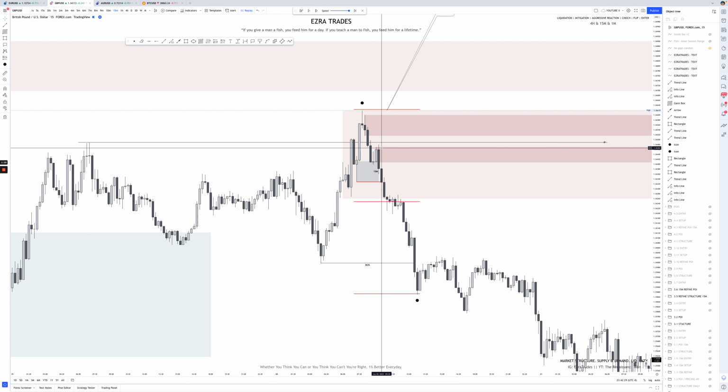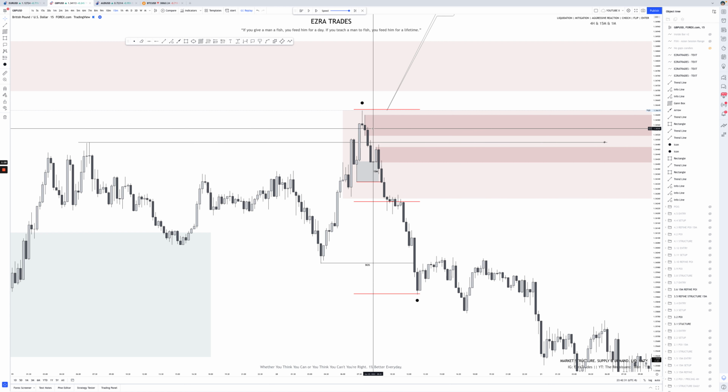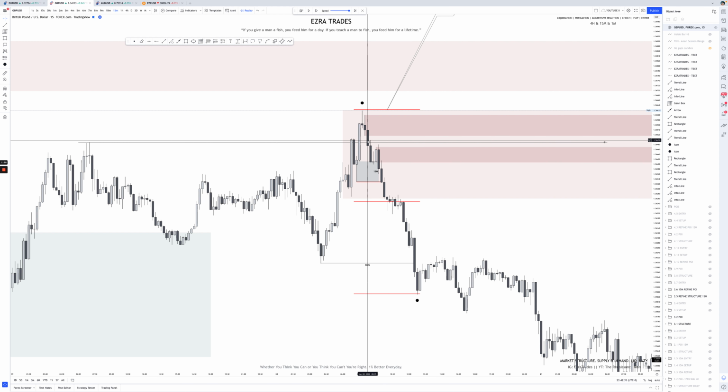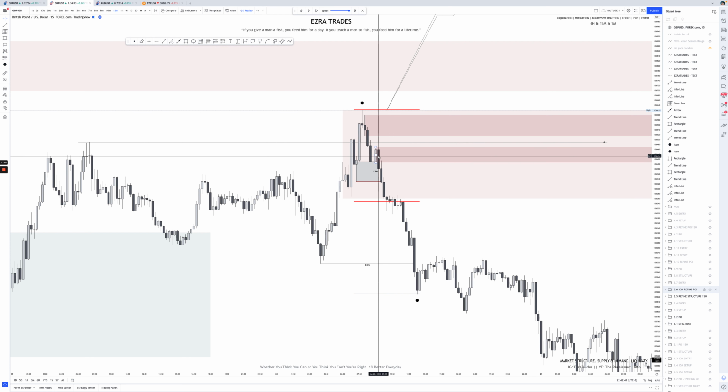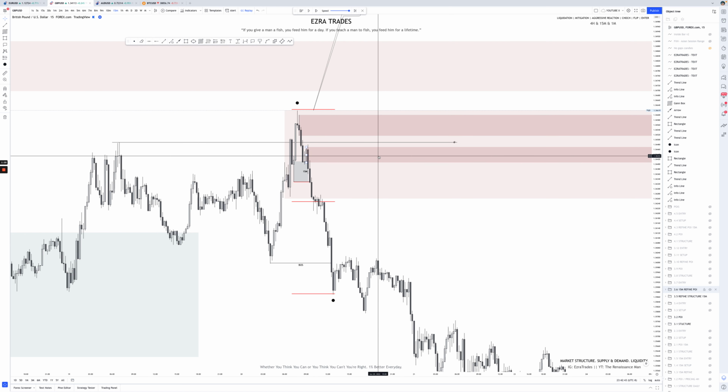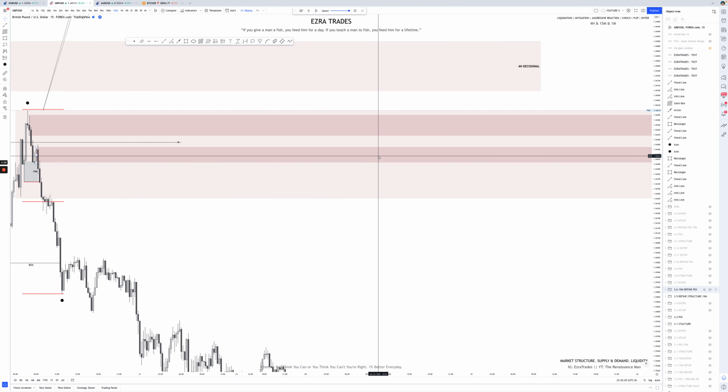So now we have two POIs, right? We technically have an extreme that's somewhat valid. We have imbalance here too. It didn't really do anything, but because it's the extreme, it's valid, right? Then we also have this decisional that did somewhat sweep liquidity. Let's look to the right. Let's look for an entry here.